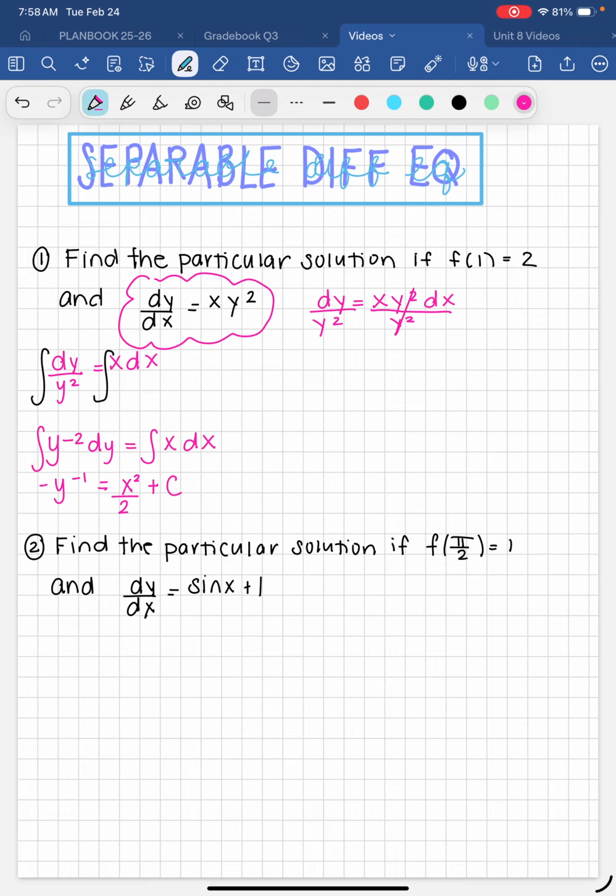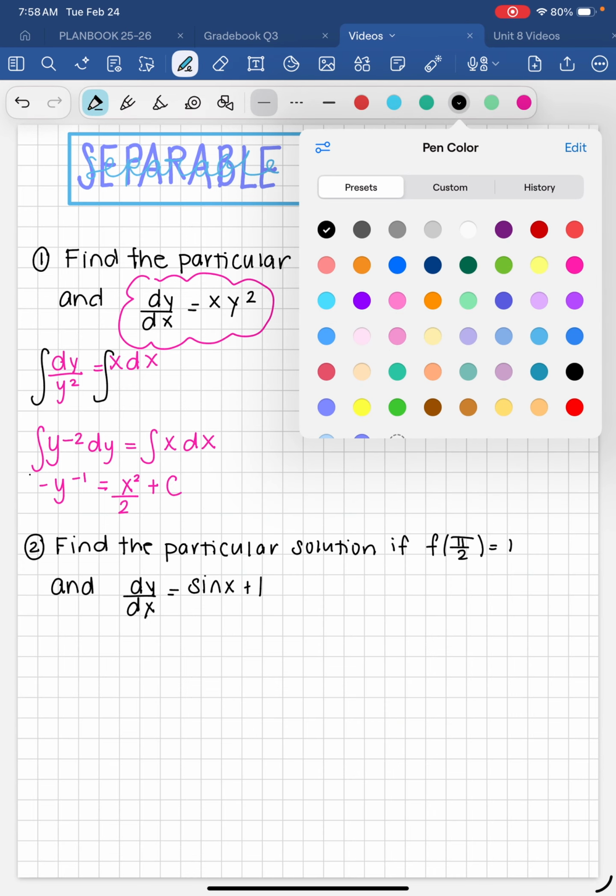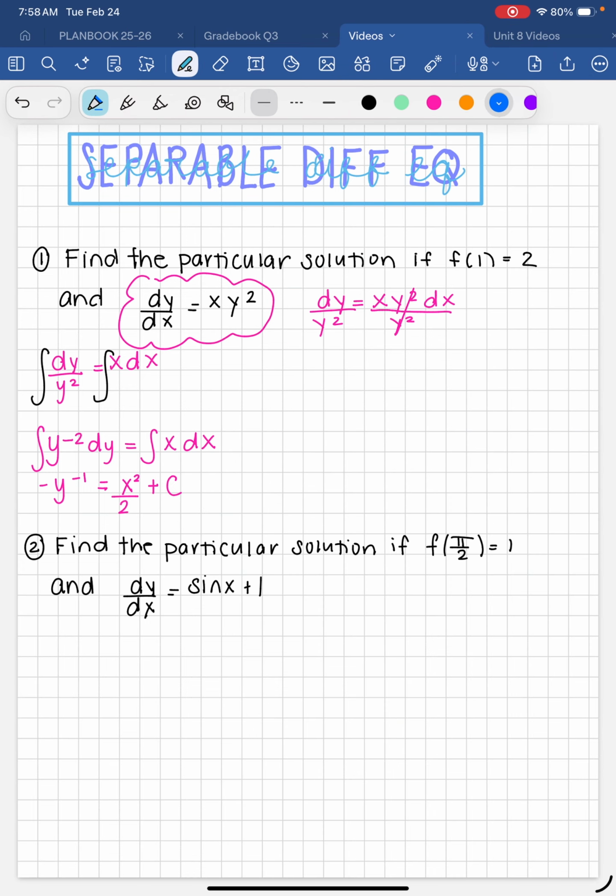You only have to add the plus c to one side, the side with the x, because it's a constant, so it doesn't really matter. It's just proper notation usually to add it to the side with the x. So this right here that I'm going to box in blue is called the general solution to the differential equation. It's the general solution because it still contains the c.